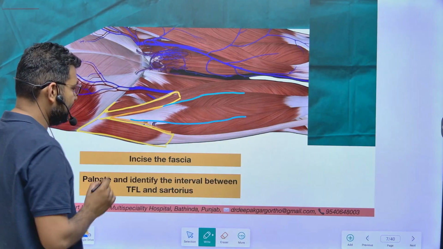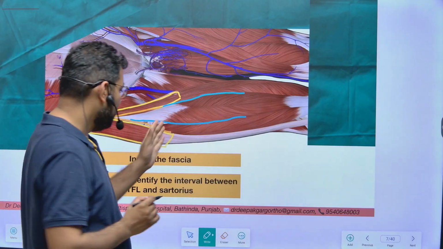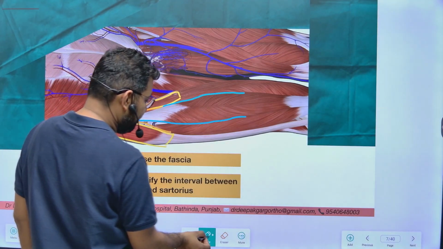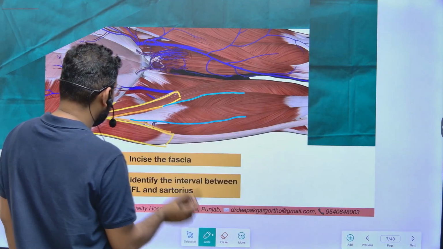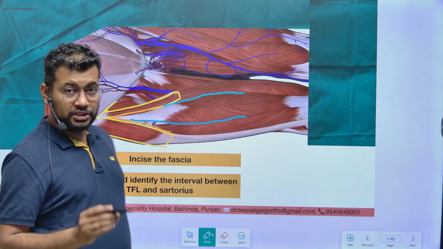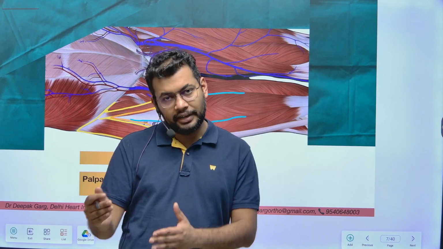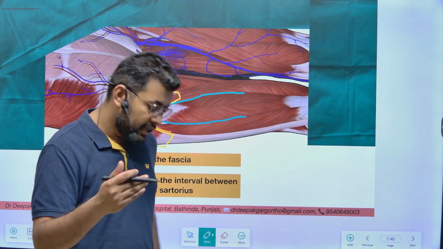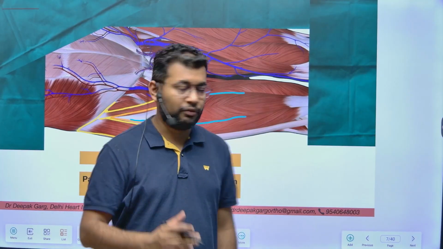From here we can see that if we are proximal, then it is easier to identify the landmark. So always first try to palpate the plane from the proximal to the distal. Never try to palpate from the distal side. This is a very easy mistake that we make in our initial surgeries. So we should avoid this mistake.